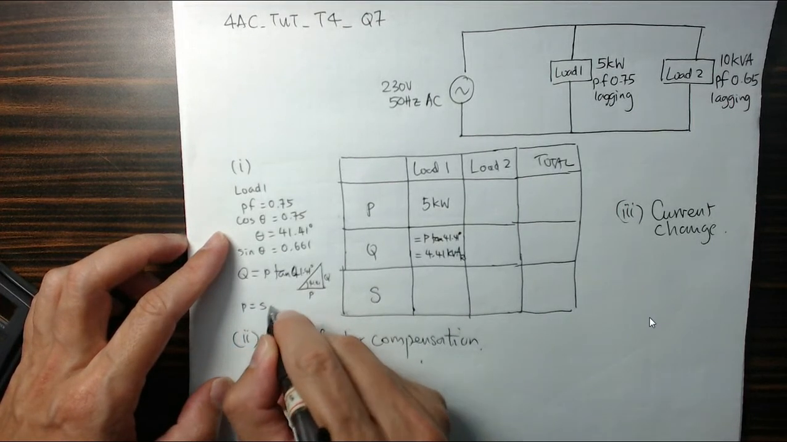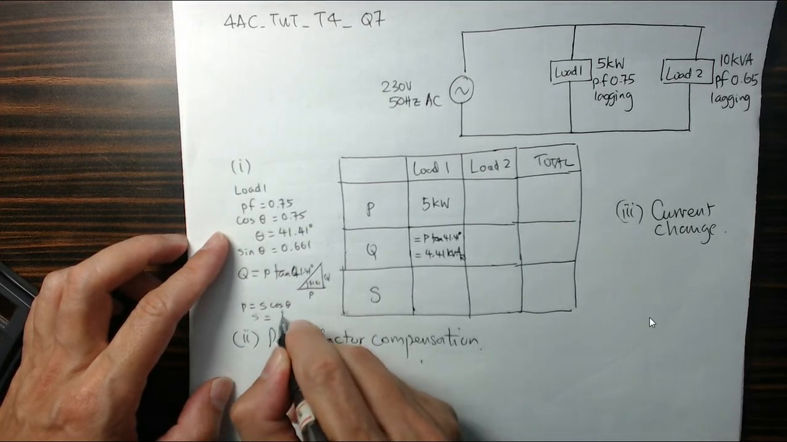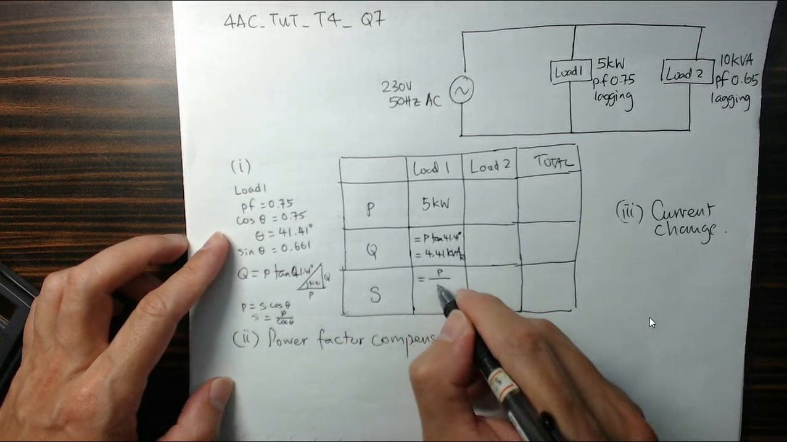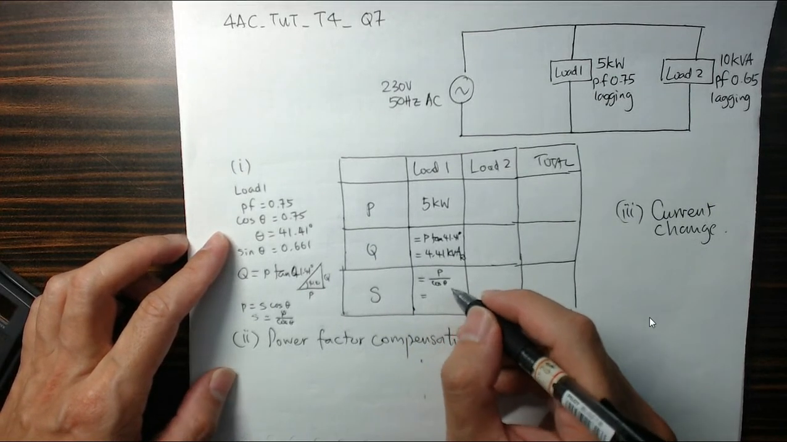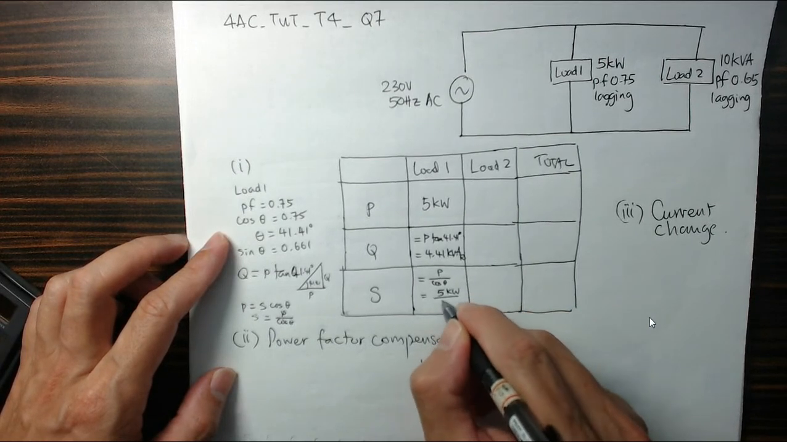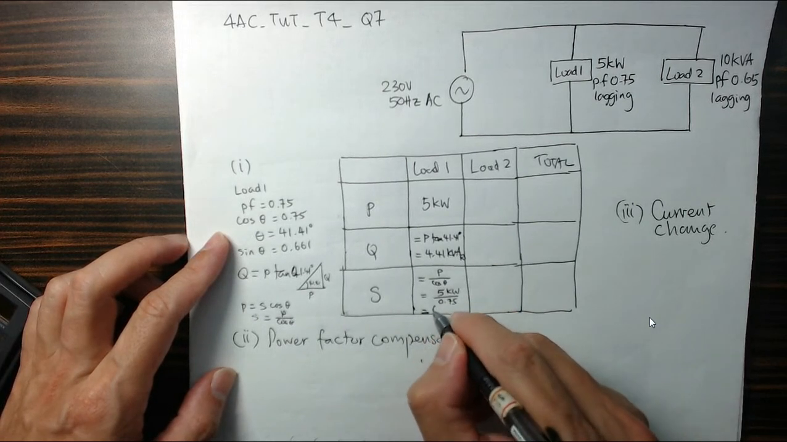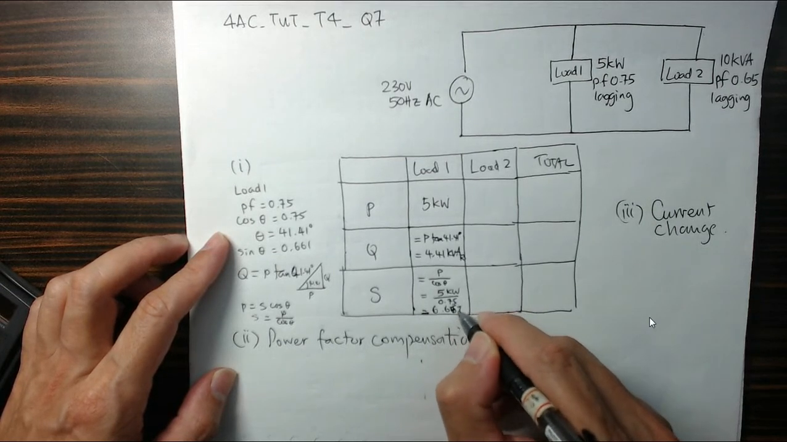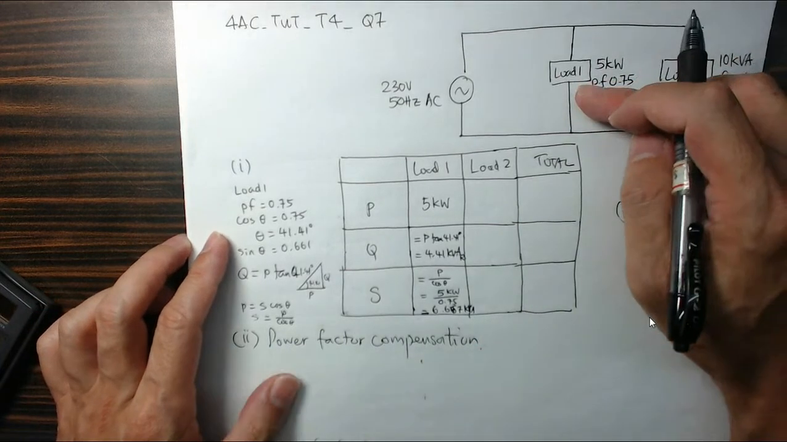And to calculate S, I can make use of the fact that P is S cosine theta for the power factor. Therefore, S is just P divided by cosine theta, or the power factor. So that's 5 kilowatt divided by 0.75. That gives me 6.67 kVA. Alright, that's for load 1.